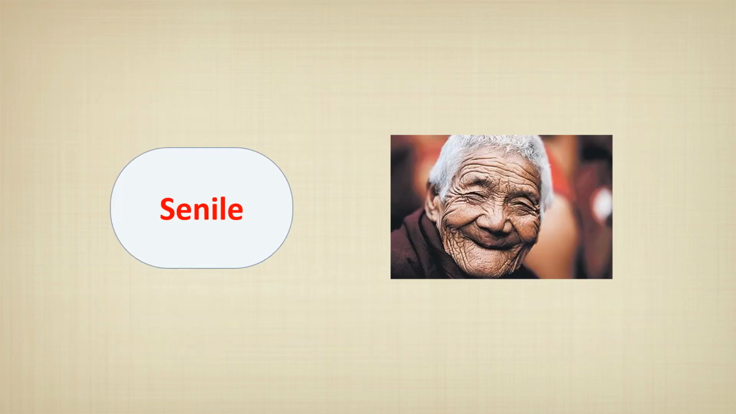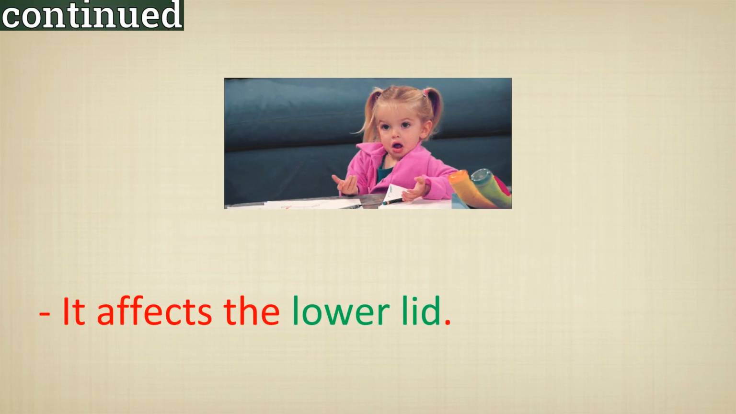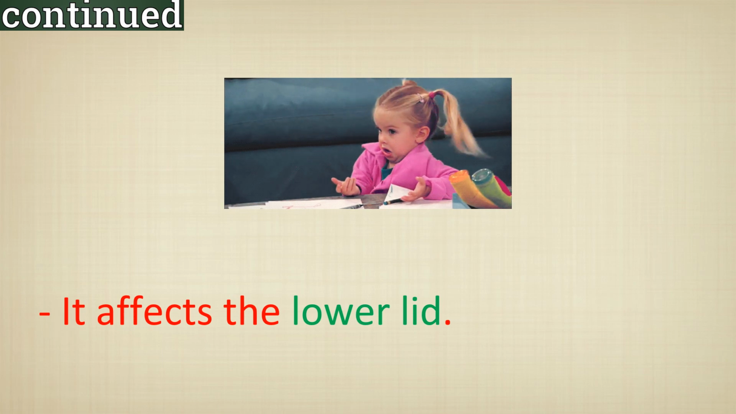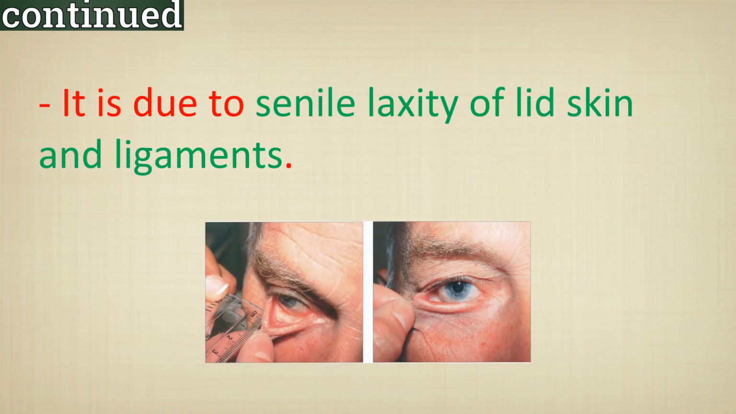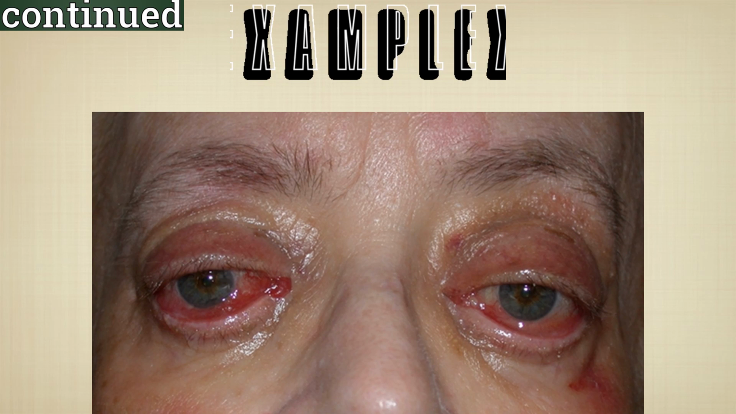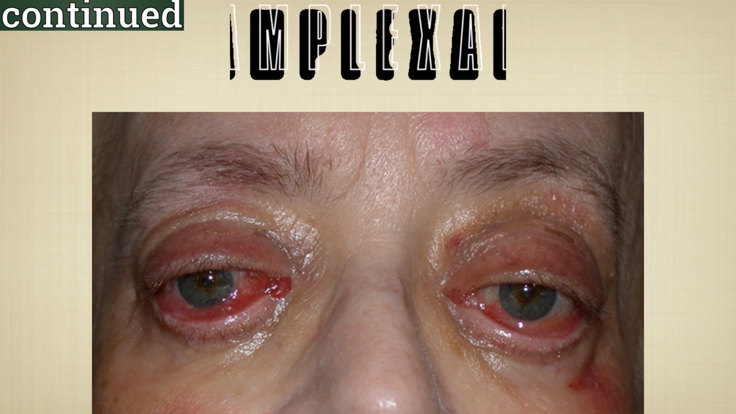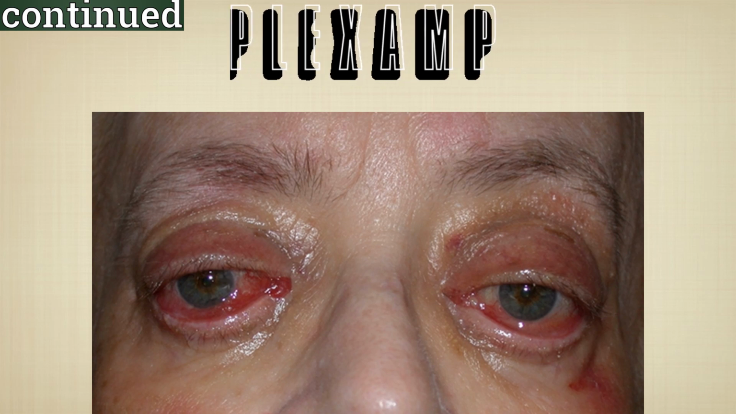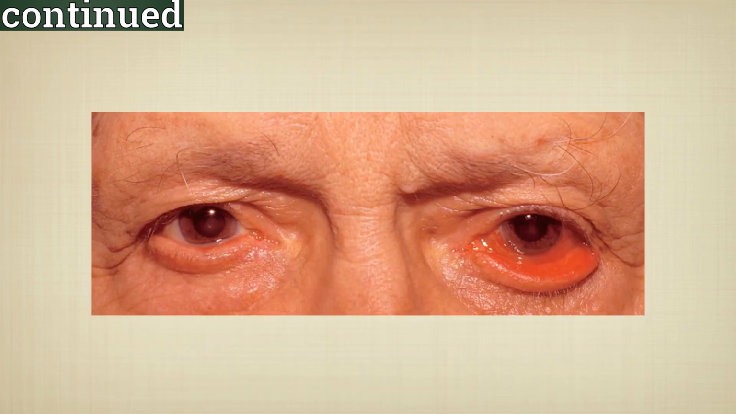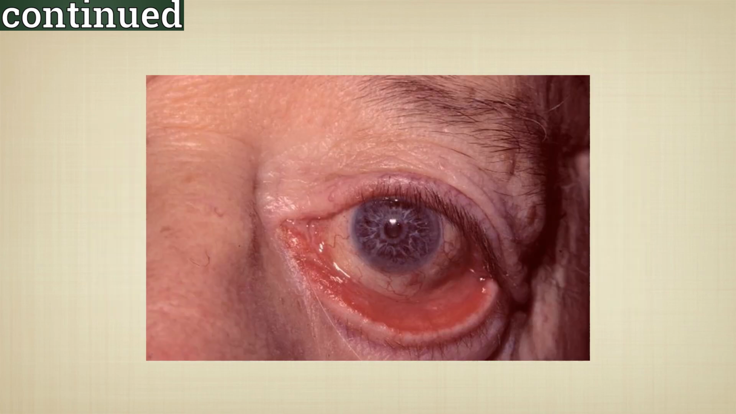As concerns the senile ectropion, it affects the lower eyelid. It occurs due to senile laxity of lid skin and ligaments. An example of senile lower lid ectropion, senile left lower eyelid ectropion, senile lower eyelid ectropion.